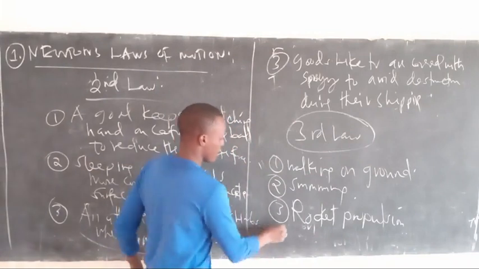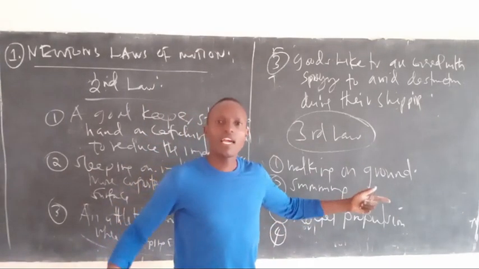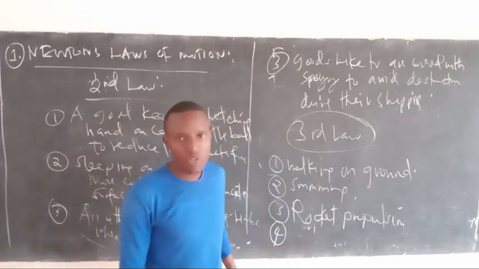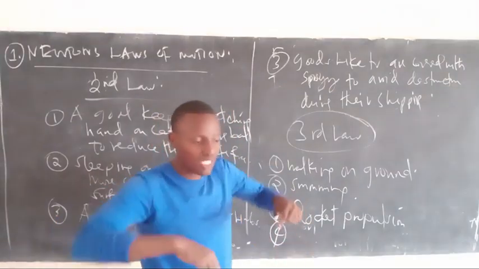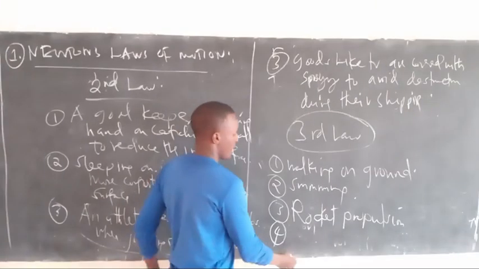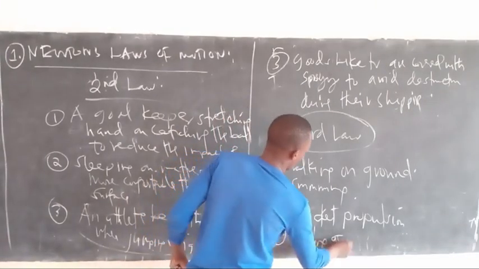The fourth thing, a bird flying in the air. It's because of the third law, because it pushes the air and then it gets an upward force. So we say, flying of the bird.